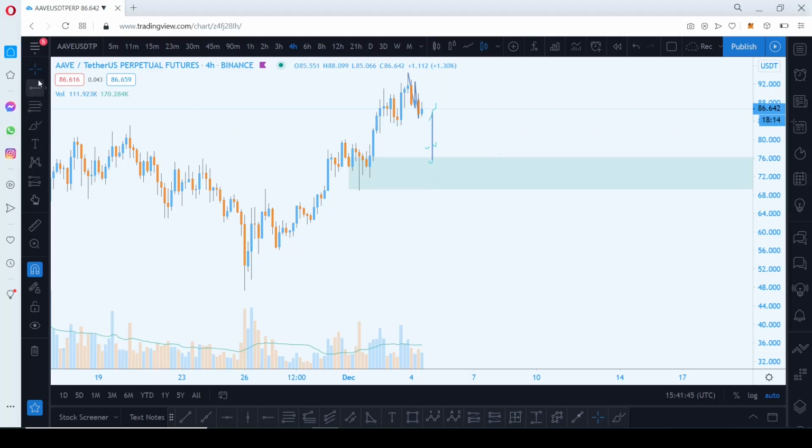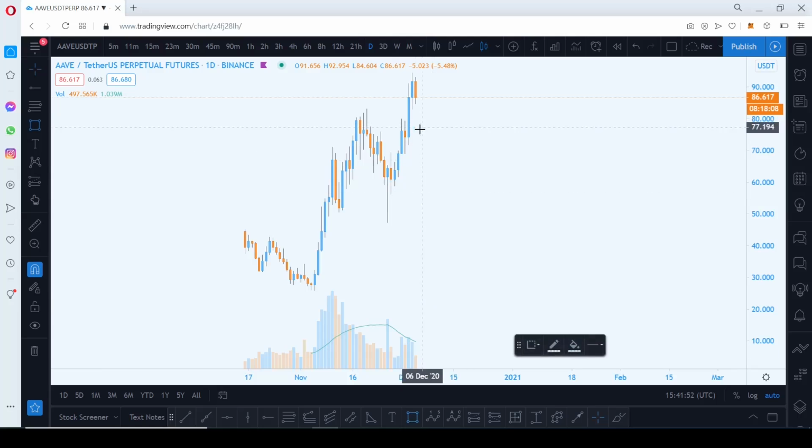Sorry, I'm trying to remove this. Okay, let me just, I have to redraw the zone on the daily. Okay, so it is a daily zone.